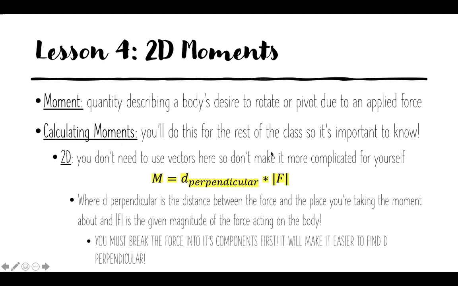So the equation for the scalar moment, or the moment that I would recommend you do here, is the perpendicular distance times the magnitude of the force. All that means is that instead of breaking it up into a vector and doing the cross product, you can literally just say, okay, I know the handle is 3 feet from the hinge and I'm pushing it 5 pounds. My moment is 15 foot-pounds. So there's that.